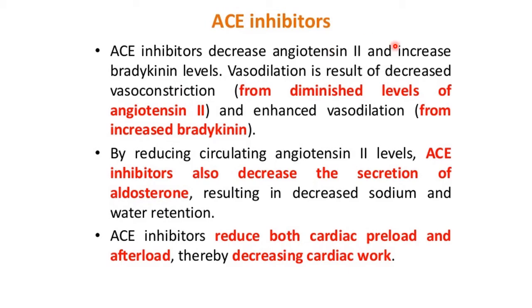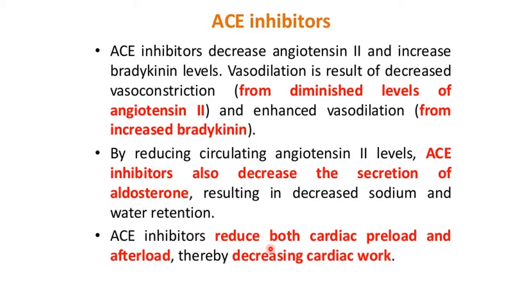ACE inhibitors decrease the angiotensin 2 and increase the bradykinin levels. Now this is the mechanism, how they decrease the blood pressure. They decrease angiotensin 2 and increase bradykinin levels. Vasodilation is the result of decreased vasoconstriction and enhanced vasodilation from the increased bradykinin. By reducing the circulating angiotensin 2 level, ACE inhibitors also decrease the secretion of aldosterone. And I have told you that this aldosterone causes what? This causes salt and water retention. So there will be a decrease in the blood volume and a decrease in blood pressure.